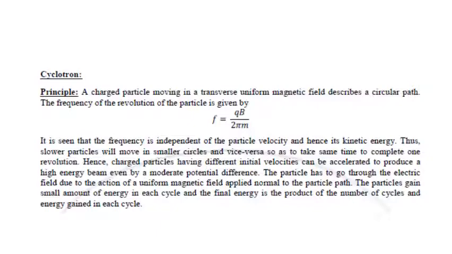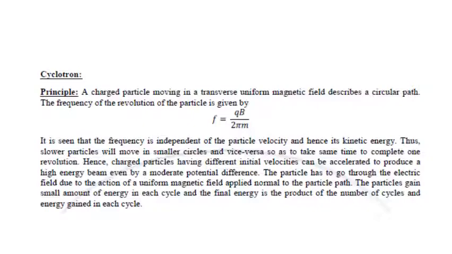It is seen that the frequency is independent of the particle velocity and hence its kinetic energy. The slower particles will move in smaller circles and vice versa, so as to take the same time to complete one revolution. Hence, charged particles having different initial velocities can be accelerated to produce a high energy beam, even by a moderate potential difference.